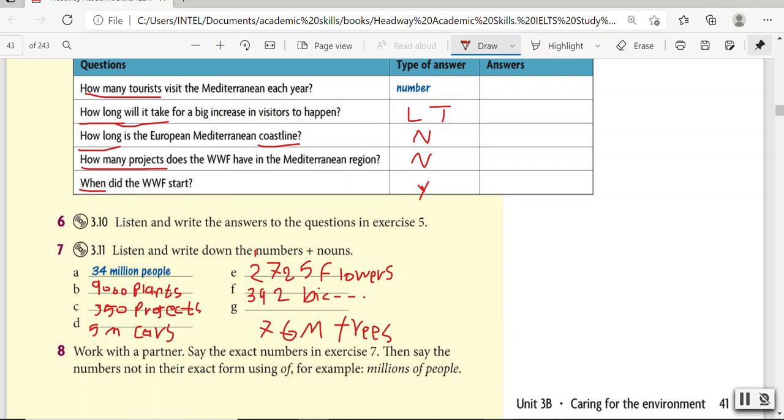I'll play the audio again. Okay, check your answer. 3.11. A, 34 million people. B, 9,000 plants. C, 350 projects. D, 5 million cars. E, 2,725 flowers. F, 392 bicycles. G, 76 million trees.